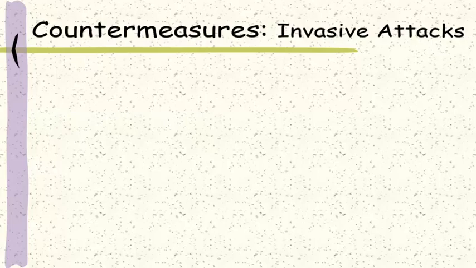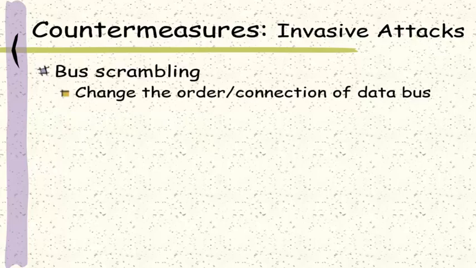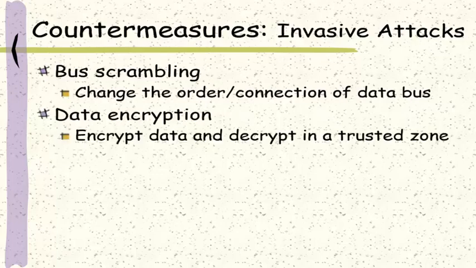We can change this order to confuse the attacker, which is known as bus scrambling. We can also encrypt sensitive data to prevent the attacker from probing it. Of course, the data after encryption needs to be decrypted in a trusted zone before it can be used.